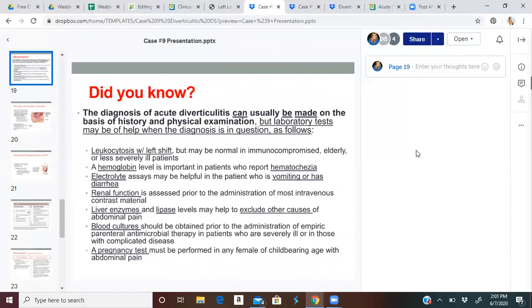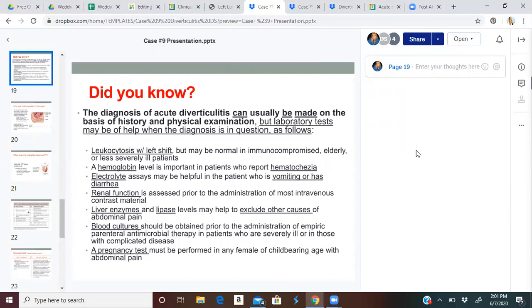But there's some important labs that you can obtain, and you can obtain relatively quickly. So we got a CBC, which showed a leukocytosis. So it showed our white blood cells were elevated with a left shift. This you could also see in an elderly patient, and I've had this before, no left shift and a normal white blood cell count. So something to keep in mind.